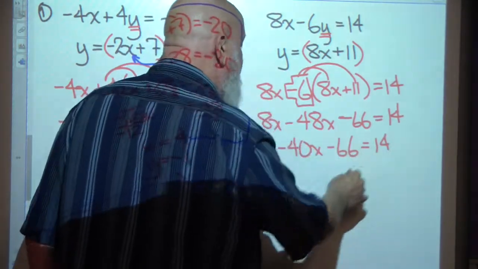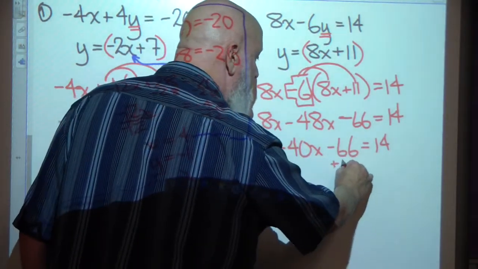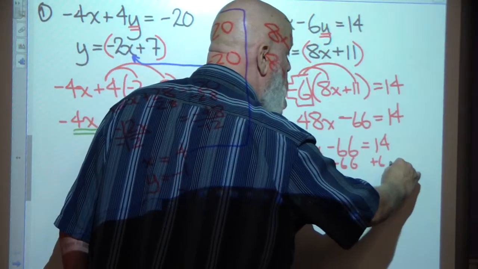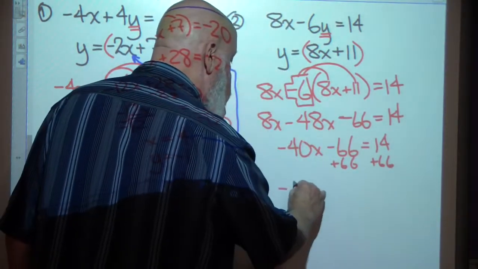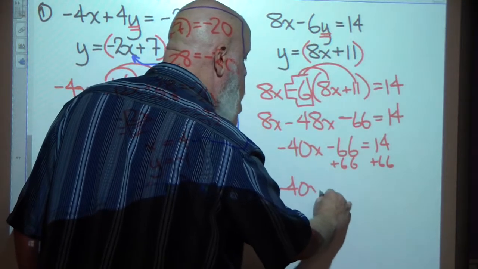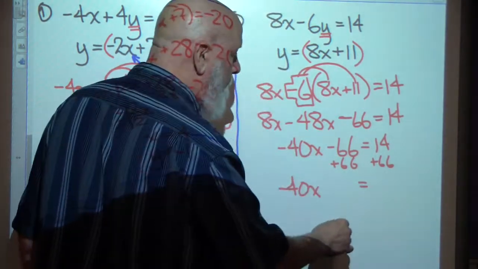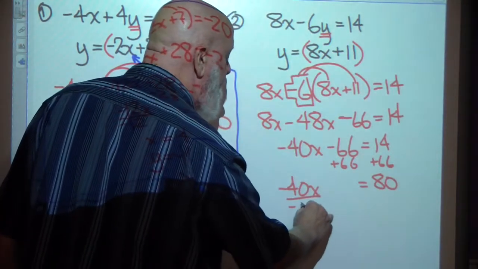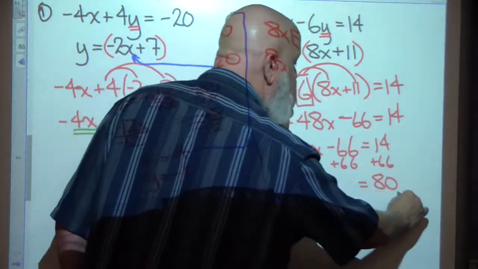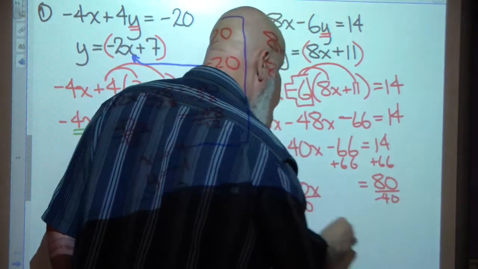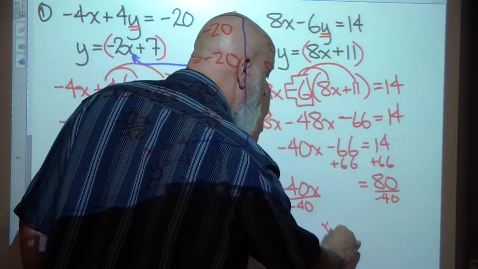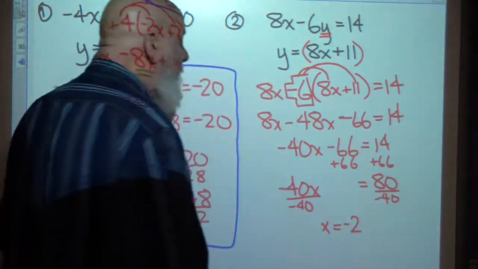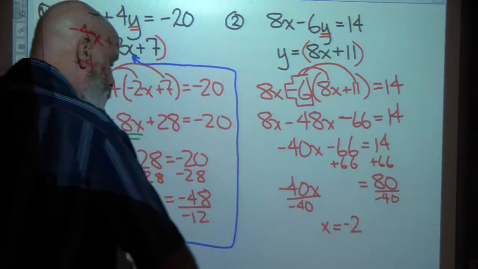I'm going to add 66 to both sides and then divide by negative 40. I'm isolating that x. Negative 40x is equal to, what is that, 80? Then I divide both sides by negative 40. And x is equal to, what is that, negative 2? All right, so I found x is negative 2.